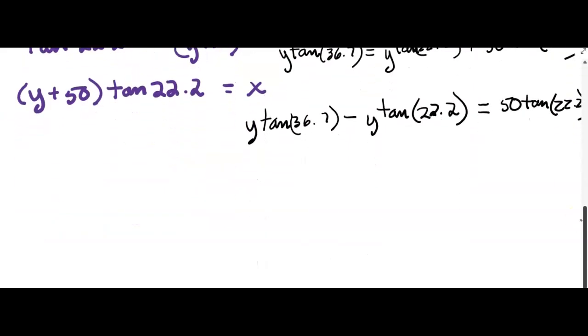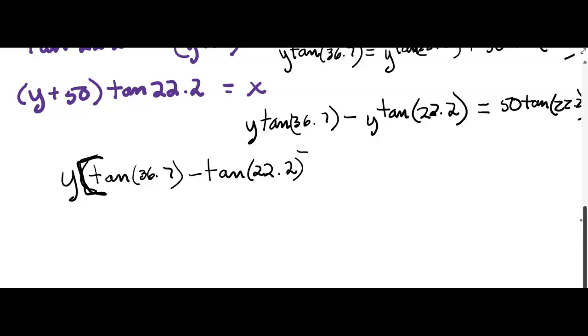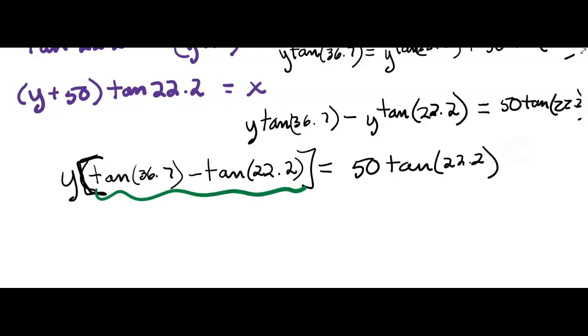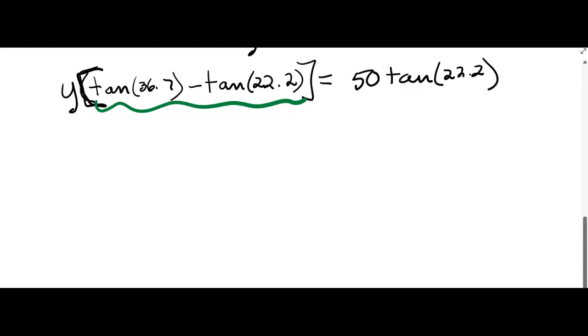So we're going to factor out a y. I'll move away from the edge there. Tangent 36.7. You can make these brackets to make it a little bit easier to read maybe. Minus tangent 22.2. And that's equaling the 50 tangent 22.2. Okay, now we just have to divide by all of this. Okay, so we get this expression, y, which is not what we're looking for. We're looking for x, but once we know y, we can figure out x.